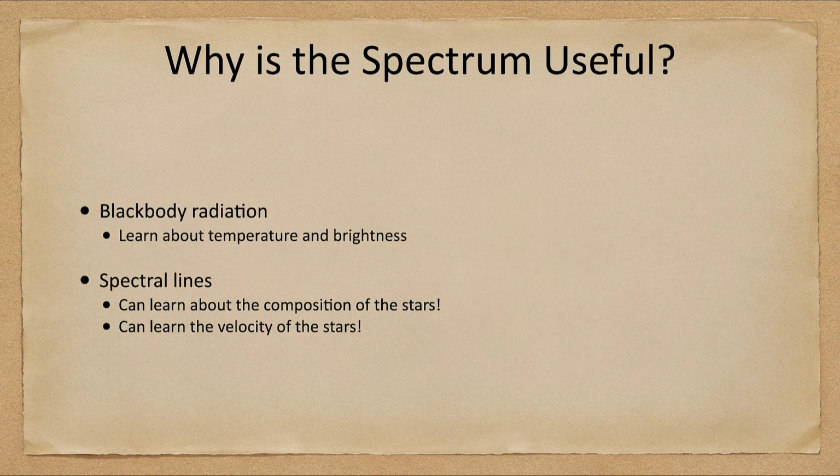Well, first of all, we talked about black body radiation in a previous lecture. There we learned about the temperature and the brightness. Those are the two things we talked about. Spectral lines help us learn more things. We can learn the composition. What are stars made up of? Well, we can use the spectral lines to determine what a star is made of. We can use the spectrum to determine the composition and the velocity of stars. How are stars moving? So it increases our knowledge of stars by being able to study the spectrum of those stars.